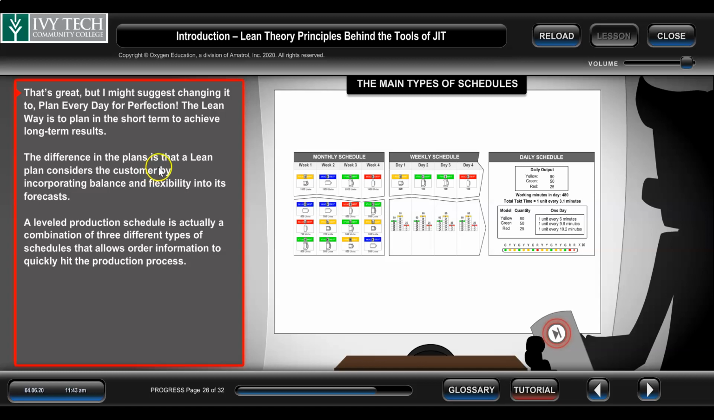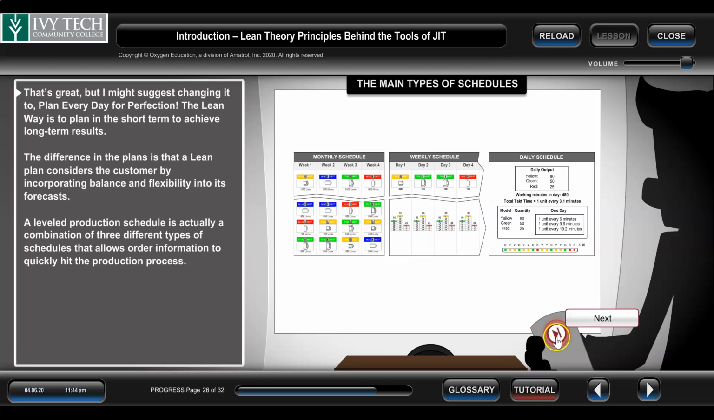The difference in the plans is that a lean plan considers the customer by incorporating balance and flexibility into its forecasts. A leveled production schedule is actually a combination of 3 different types of schedules that allows order information to quickly hit the production process.